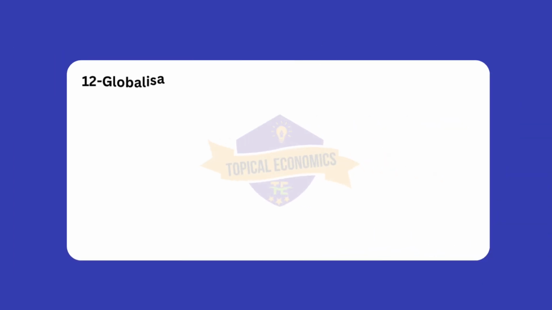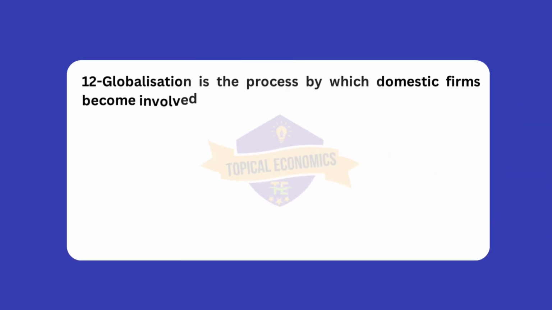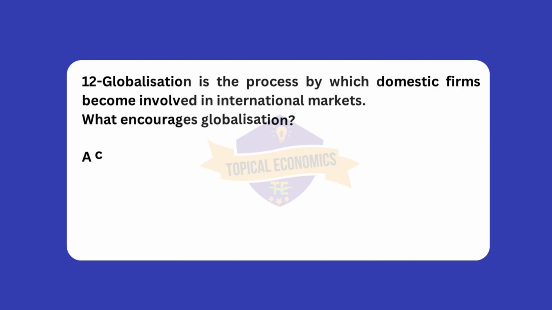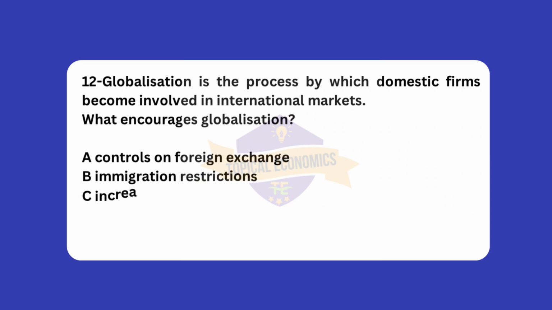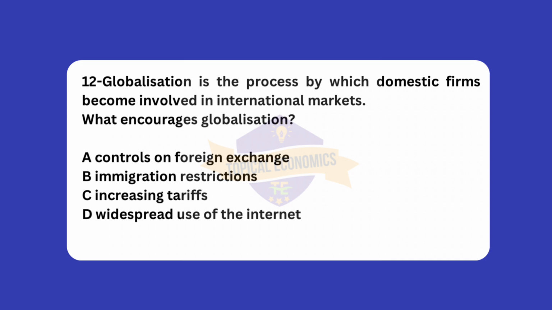Proceeding with our 12th question. Globalization is the process by which domestic firms become involved in international markets. What encourages globalization? Option A, controls on foreign exchange. Option B, immigration restrictions. Option C, increasing tariffs. And option D, widespread use of internet. So let us look at all the options.